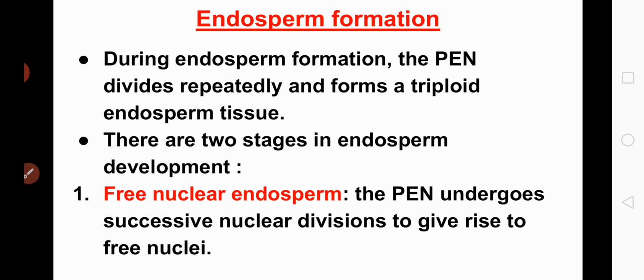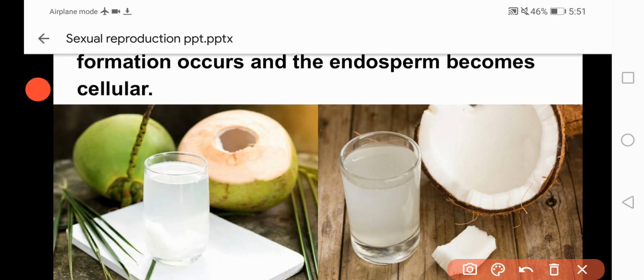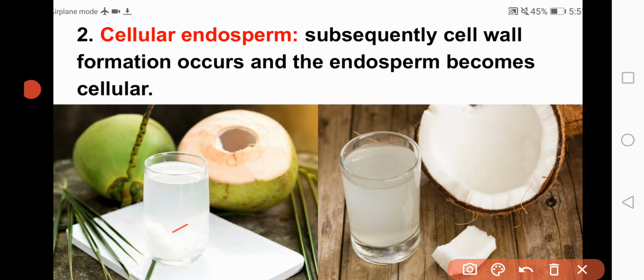Whereas the second type is cellular endosperm. Here, subsequently, cell wall formation occurs and the endosperm becomes cellular. An example for this is the white kernel in the coconut meat. So in the picture, this liquid content is the free nuclear endosperm, whereas the coconut meat, or the white kernel in the coconut, constitutes the cellular endosperm.